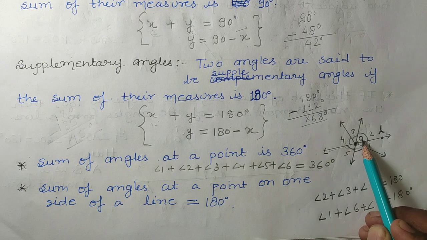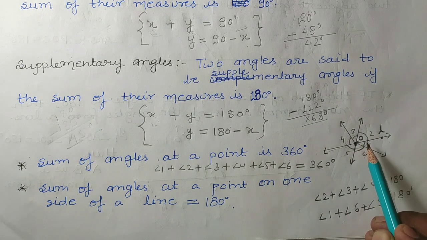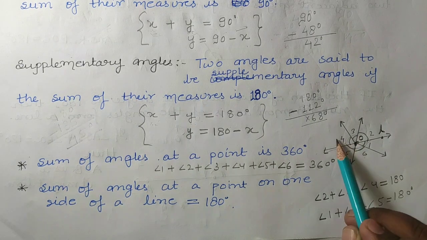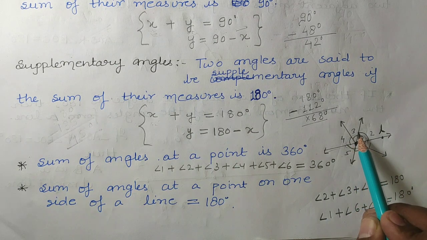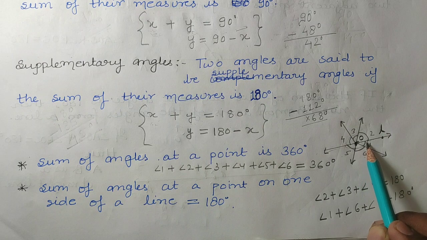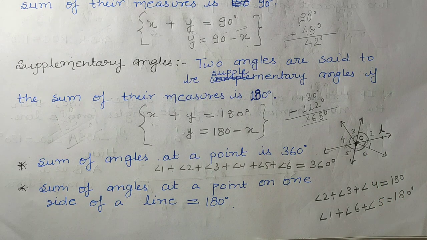Like here, one point is there, O. And on this O, many angles are there. But if you do the sum of all the angles, what will you get? 360 degree. And the sum of angles at a point on one side of a line is 180 degree.